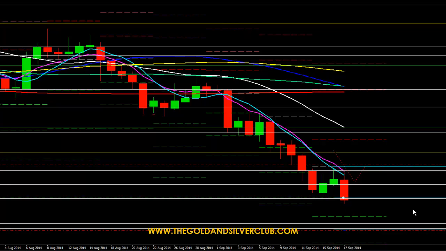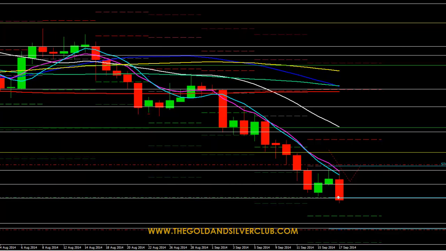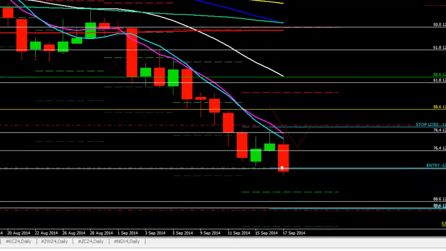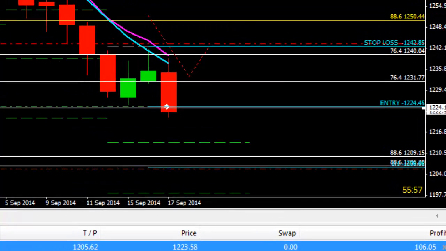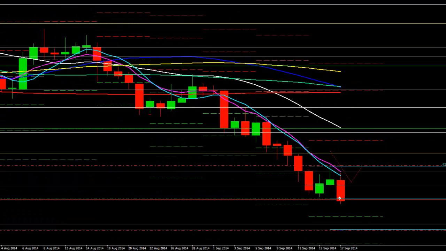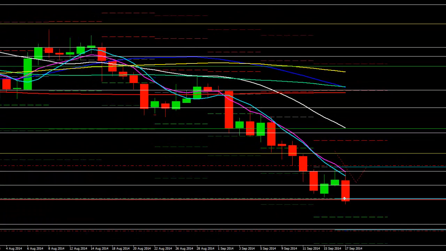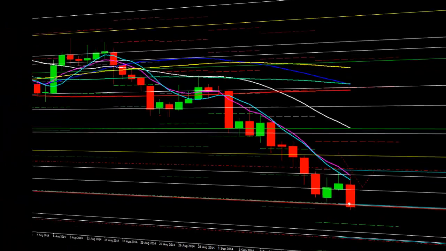We've broken through major support at 1,224 US dollars an ounce. We've shorted this along with all of our traders. You can see we're on just over one lot at the moment. The trade's currently up over 106 US dollars in profit, about 10 points up. We've just been triggered into this trade. We'll be managing this trade to see whether we can get a decent sell off here and come into some decent profits. We'll keep you updated on this as this trade progresses.